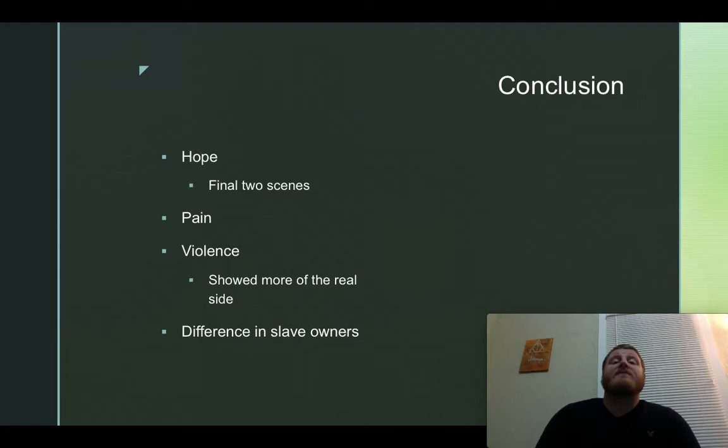All in all, I feel like this movie is one of the better representations of slavery that we have seen this semester, and I was very interested to watch it, as I said, because I think it shows a more accurate representation of slavery.